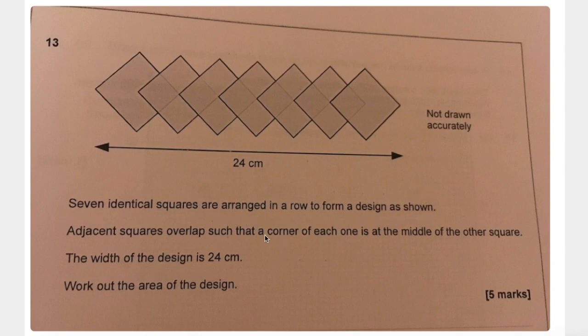The second question says 7 identical squares are arranged in a row to form a design as shown. Adjacent squares overlap such that a corner of each one is at the middle of the other square. The width of the design is 24 centimeters. Work out the area of the design.